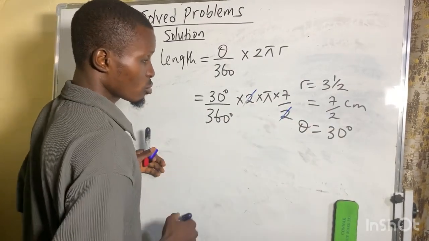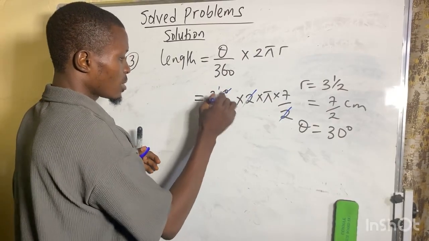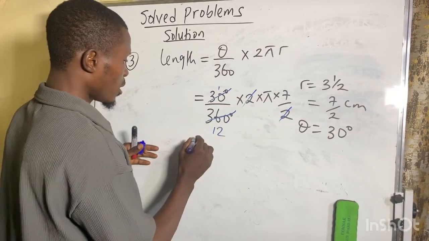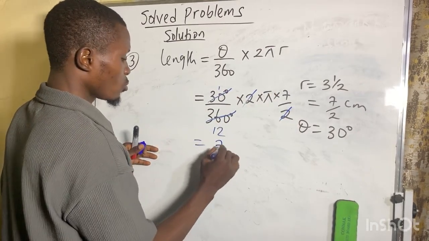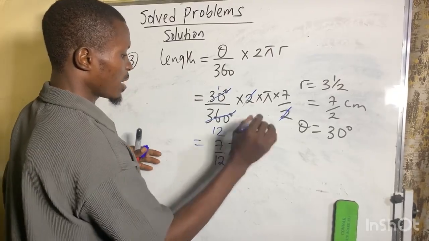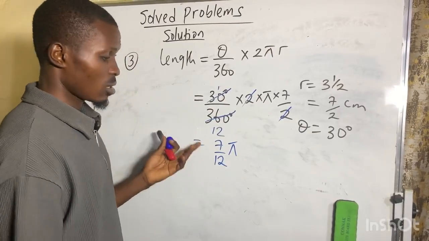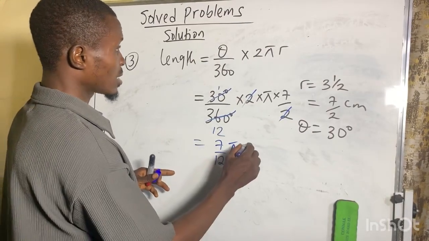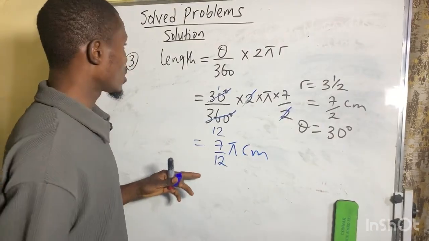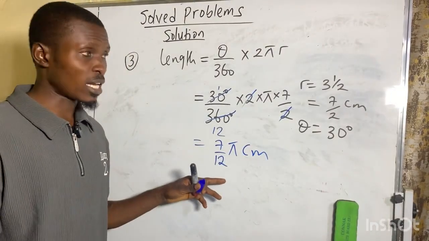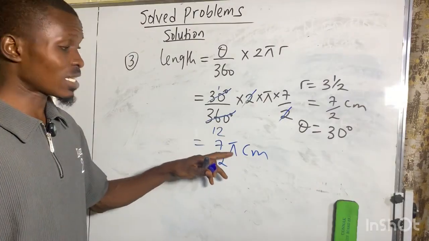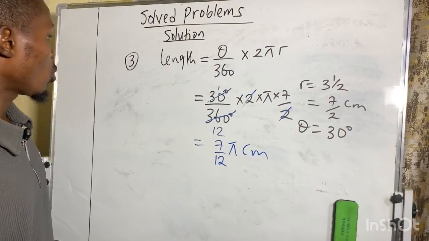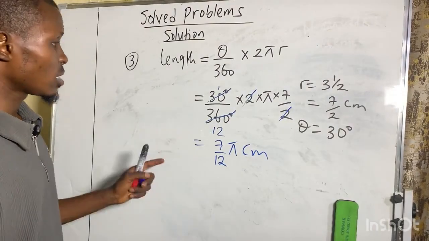So what happens here now? This 2 goes with this 2. 30 into 360 is 12, because 3 into 36 is 12. So what do you have? You have 7 over 12 pi. So this should be our final answer. This cannot be broken down further. Our answer is in centimeters. So this is the length of the arc in terms of pi. Supposing we're not asked to leave our answer in terms of pi, we can substitute the value for pi and then get our answer, either a whole number or a decimal number. That is it for number 3.